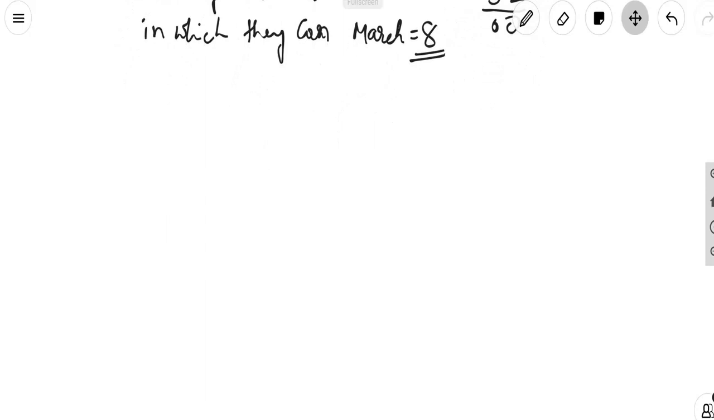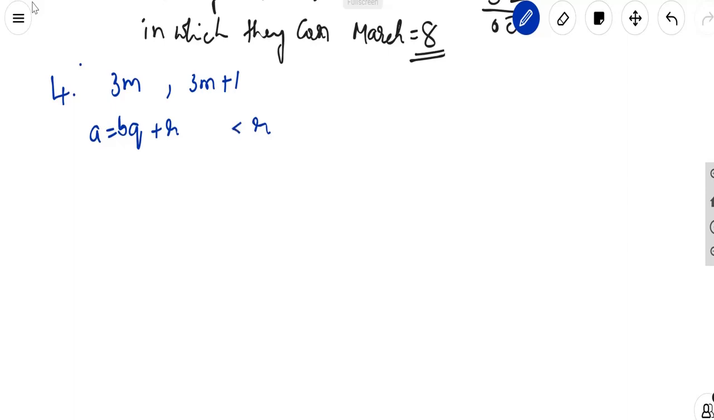Okay, so problem number 4. I'll change the color of my pen. What he has given is that you have to get it in the form 3m or 3m plus 1. First, using Euclid's algorithm, we'll write the formula: a is equal to bq plus r. If you write this down, it will be good practice and very helpful for your exam. This r should be lesser than b. This is the condition of Euclid's algorithm.